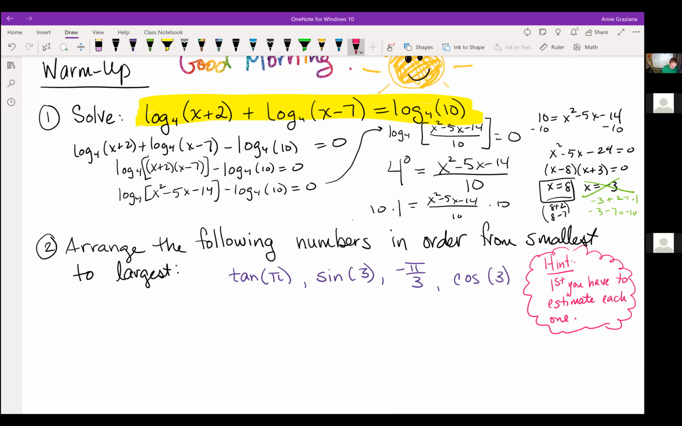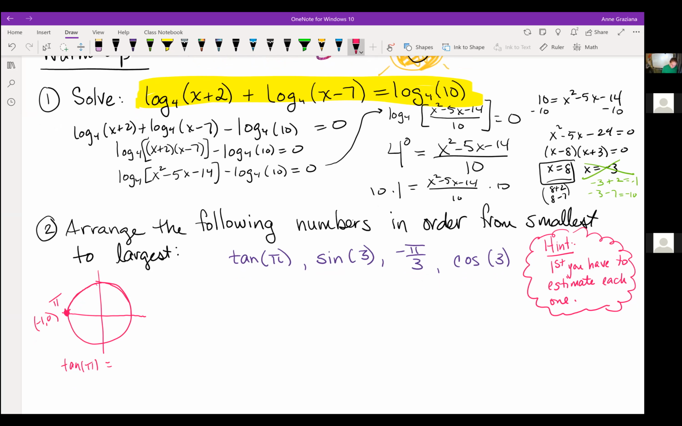So let's start with tangent of pi. I'm going to start with tangent of pi. Okay, you need your unit circle. And then I'm going to go to where pi is, which is right here, pi. And that's the point -1, 0.